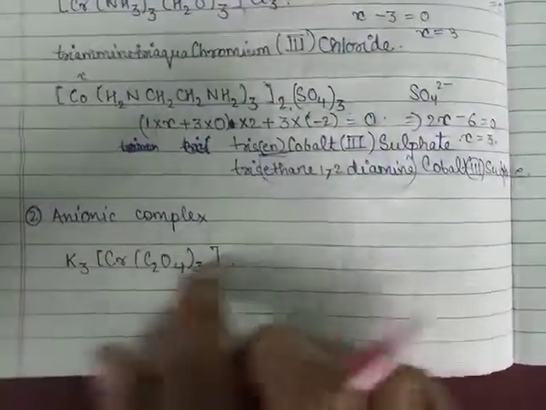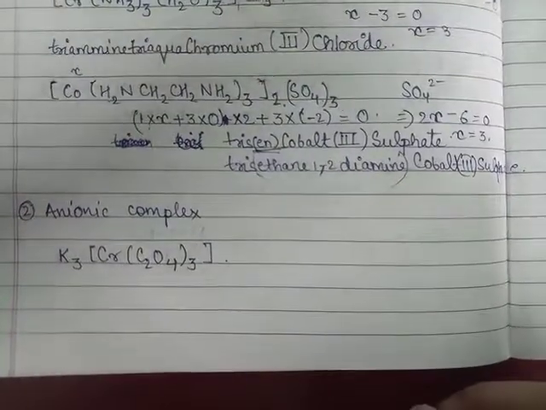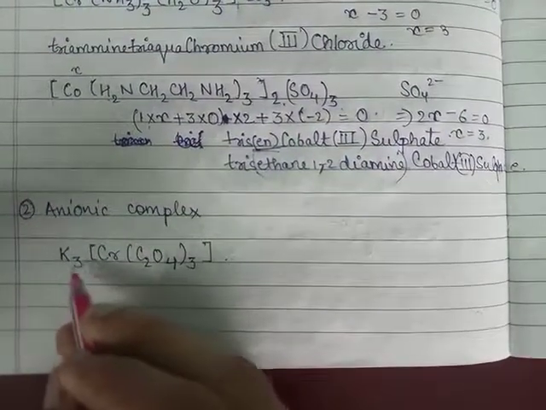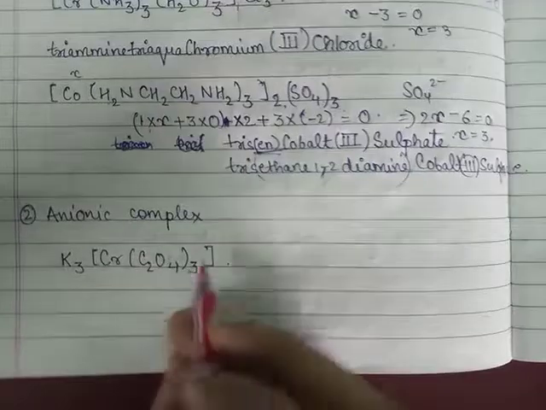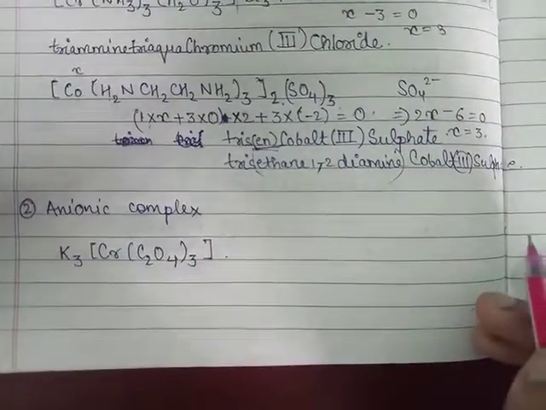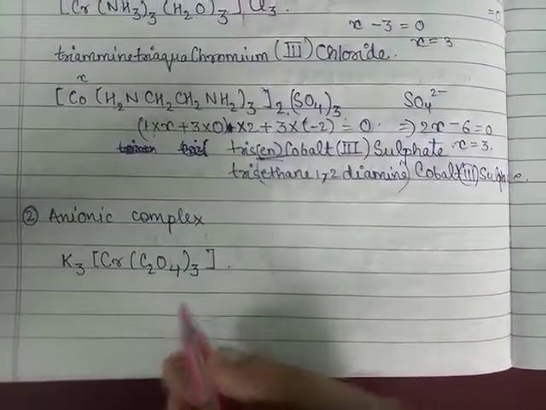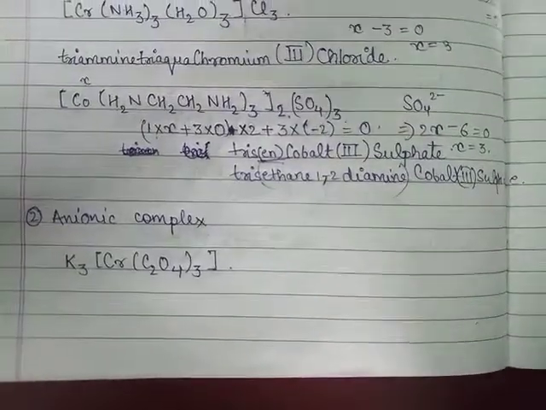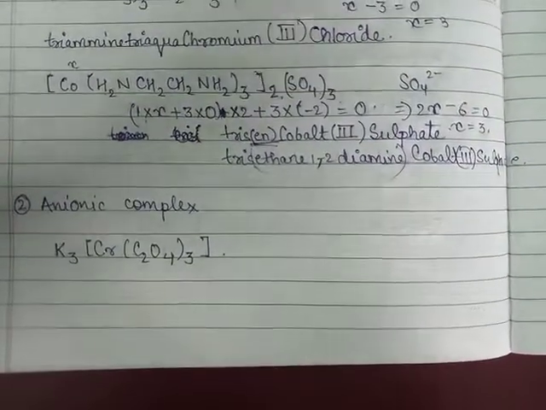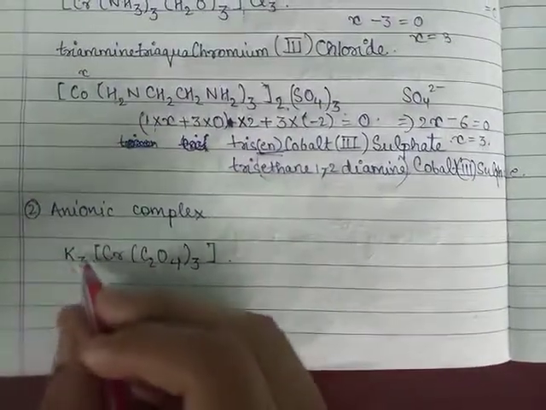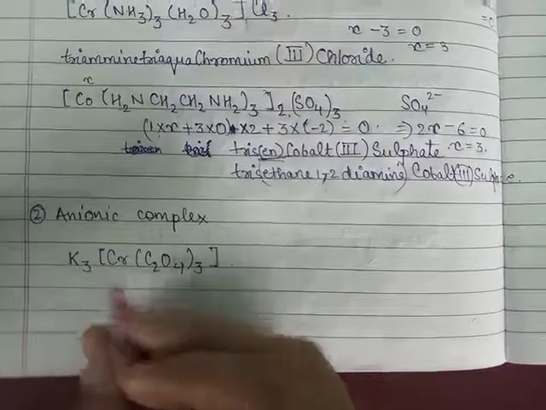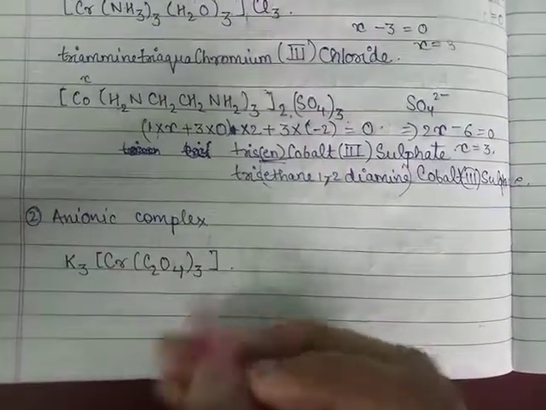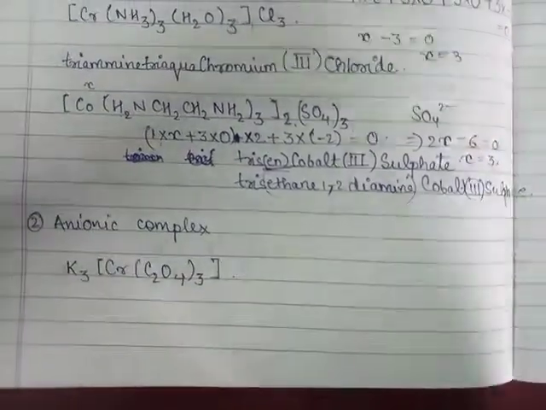Now let's move on with the examples. Some examples we'll do on this. So the first example is this. Now identify the type of complex first. As we can see, the complex part is present in the anion. The square bracket part is present in the anion, so this is an anionic complex. So since this is an anionic complex, firstly this thing we'll neglect right now. This 3 or whatever it might be over here, we don't have to take into consideration right now.